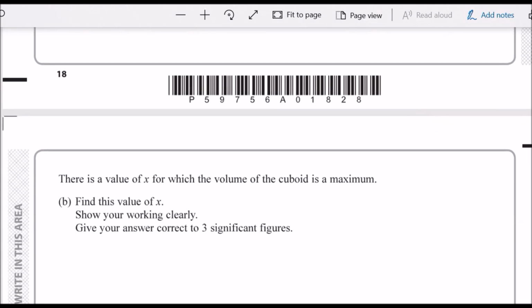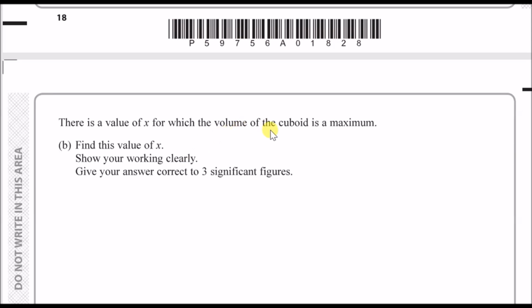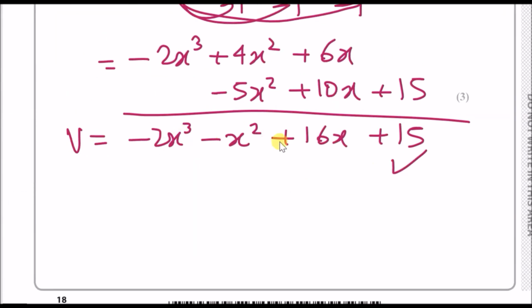Okay, so looking at part B, it tells us now that there is a value of x for which the volume of the cuboid is a maximum. Okay, so this is talking about differentiation. Let's have a look and I'll try to explain along the way. So what we want to do is differentiate this equation. So I'm going to continue from here, yeah? So let's say now we want to find dV over dx. So differentiate volume with respect to x.